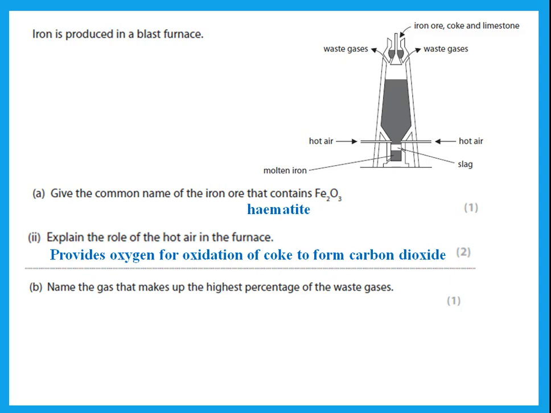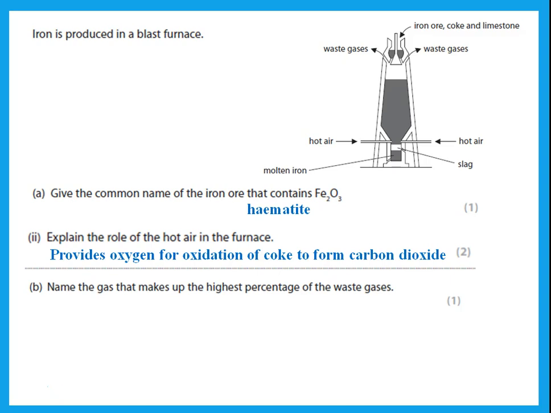Name the gas that makes up the highest percentage of the waste gases. Let's think about this. First of all, when we had reactions in the blast furnace, we formed carbon dioxide. Okay. And we also said that we will form carbon monoxide. Okay? But then the air is mostly what? Do you know what is the gas that is present in highest percentage in air? Nitrogen. Air is mostly nitrogen.